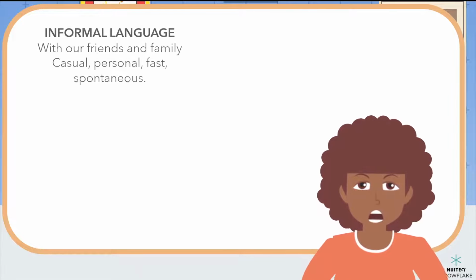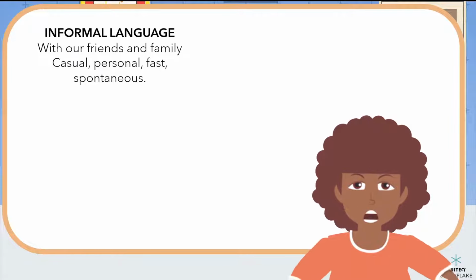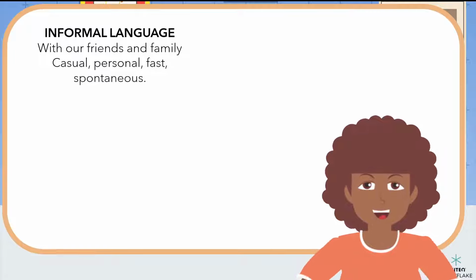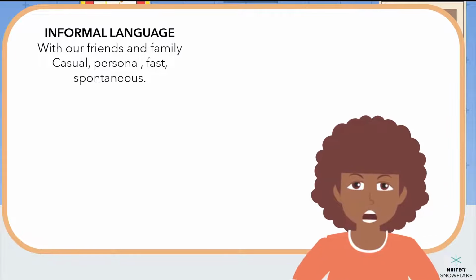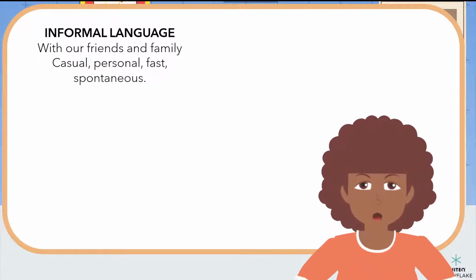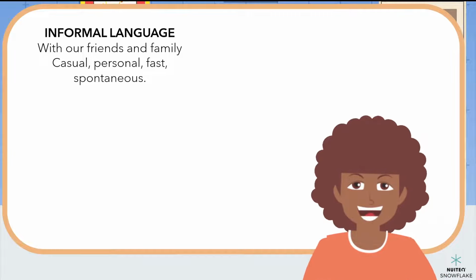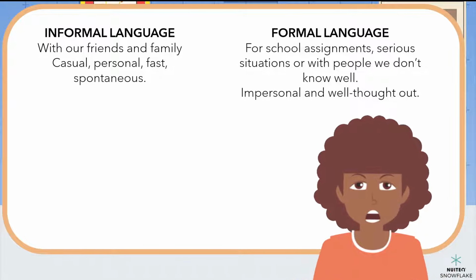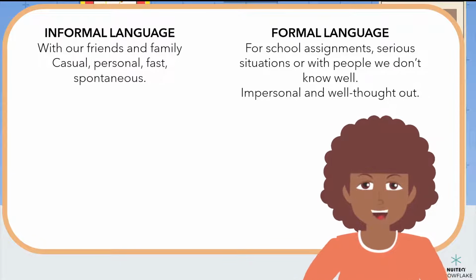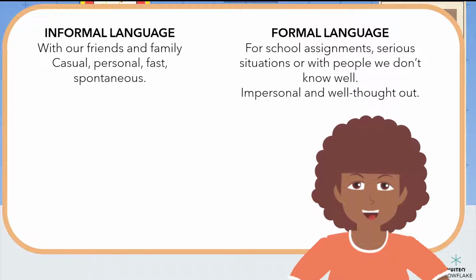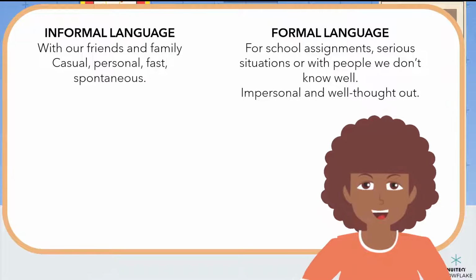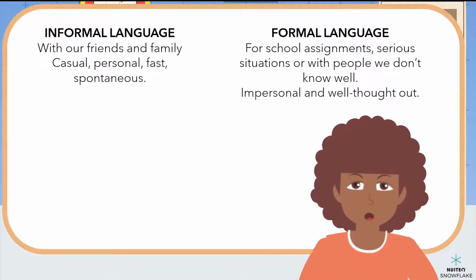When we talk to our friends or our family, we use informal language. Informal language is casual, personal, often fast, and, in most cases, spontaneous. Formal language, on the other hand, is the kind of language we would use in our school assignments, in other serious situations, or perhaps when we are speaking to someone we don't know so well. It's impersonal, and well thought out.